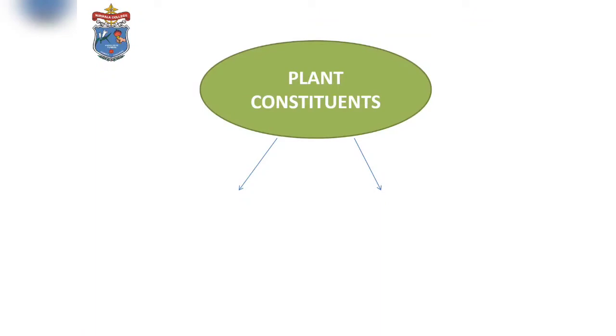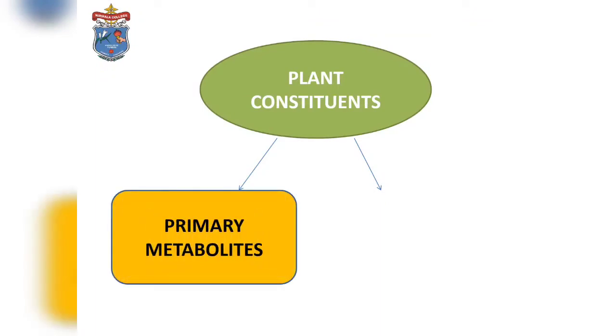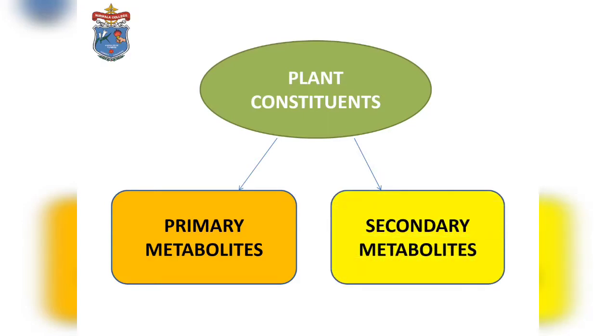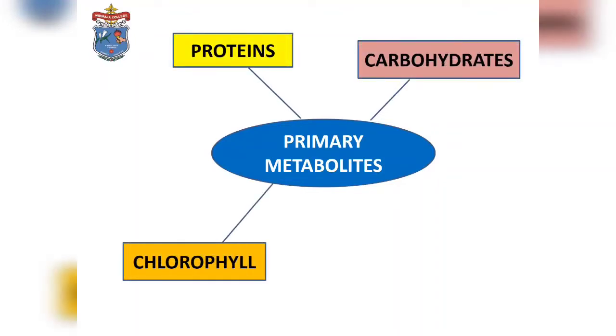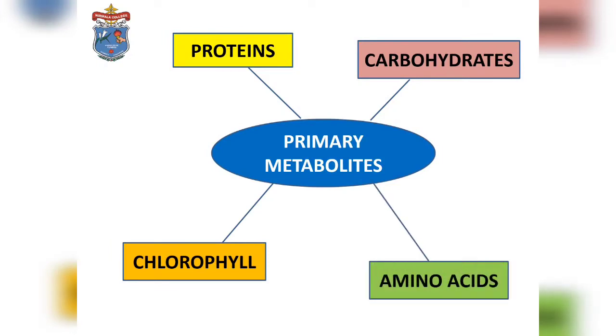Generally, plant constituents are divided into two categories. One is primary metabolite and another one is secondary metabolite. A primary metabolite is a kind of metabolite that is directly involved in normal growth, development and reproduction. It usually performs a physiological function in the organism, that is an intrinsic function. Some examples of primary metabolites are proteins, lactic acid, carbohydrates, chlorophyll, amino acids, etc.